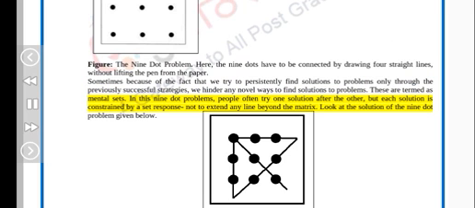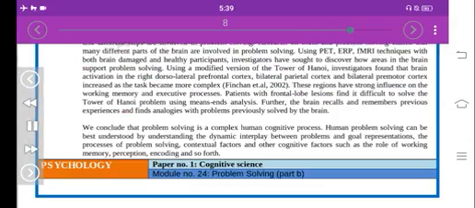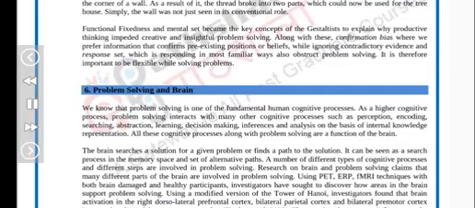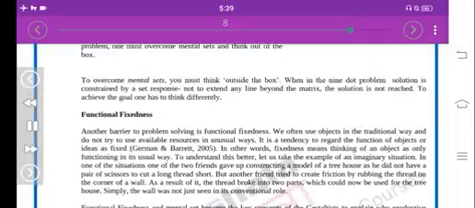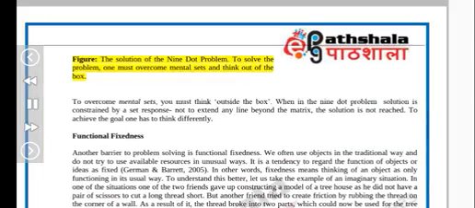In this 9-dot problem, people often try one solution after the other, but each solution is constrained by a set response not to extend any line beyond the matrix. Look at the solution of the 9-dot problem given below. Figure. The solution of the 9-dot problem. To solve the problem, one must overcome mental sets and think out of the box. To overcome mental sets, you must think outside the box. When in the 9-dot problem solution is constrained by a set response not to extend any line beyond the matrix, the solution is not reached. To achieve the goal, one has to think differently.